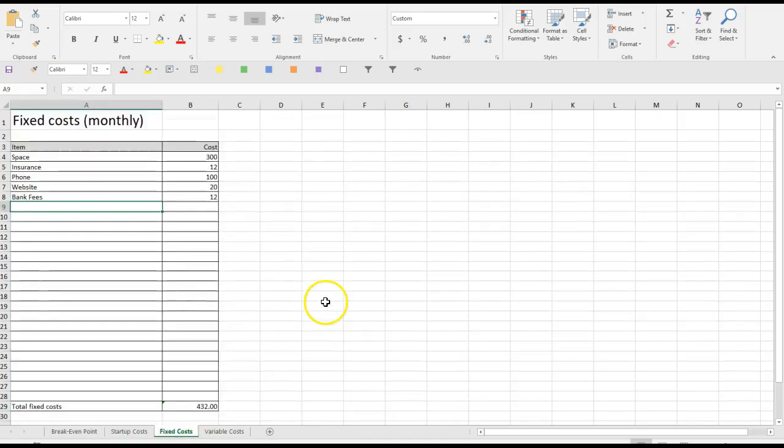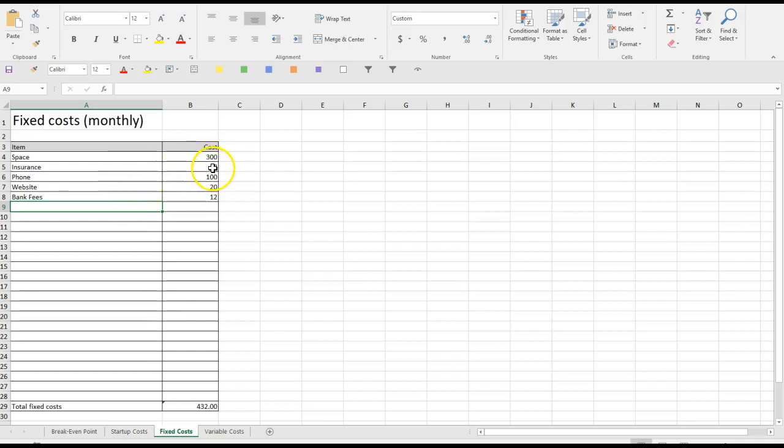Fixed costs. Now, you know your fixed costs are those costs that are the same from month to month. So for me, it's a home-based business, but even if you're a home-based business, you need to allocate a space in your home. So I have a dedicated workspace in my home, and I would say that the square footage of that, if I were going to pay rent, would be $300 a month.